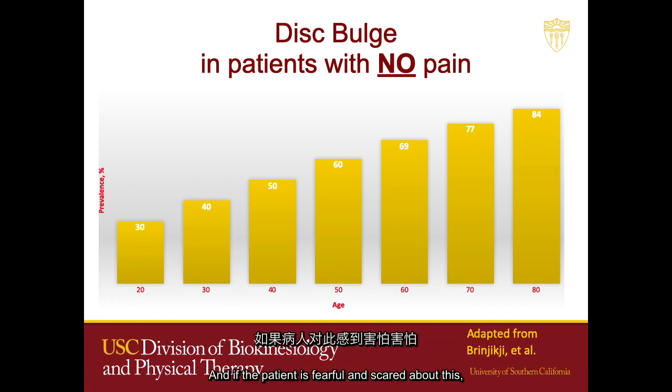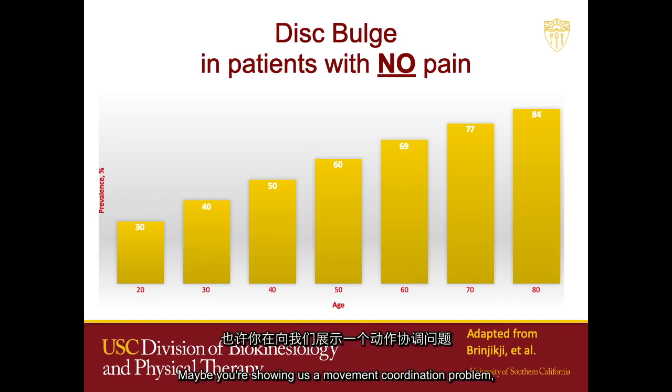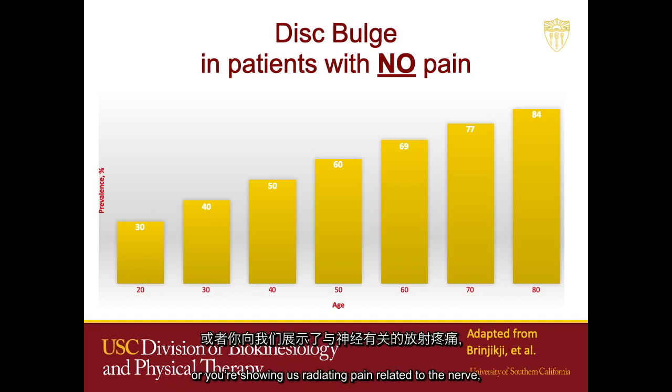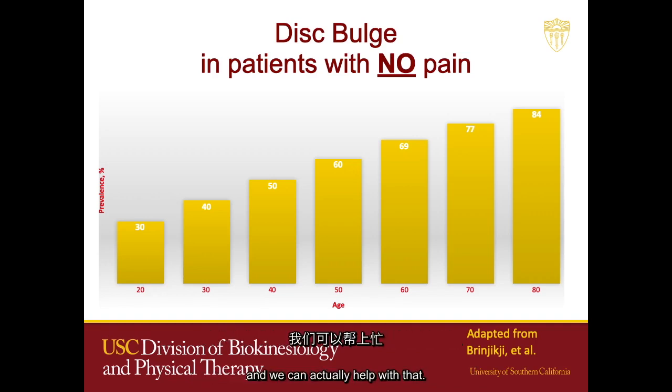And if the patient is fearful and scared about this, these are the kind of statistics that you can give them. Look, this is very common at your age that you have this problem. What you're showing us is something different. Maybe you're showing us a movement coordination problem, or you're showing us radiating pain related to the nerve, and we can actually help with that. So it's really important that we're educating our patients on that. And we'll talk more about that as we keep going through these spine surgeries.